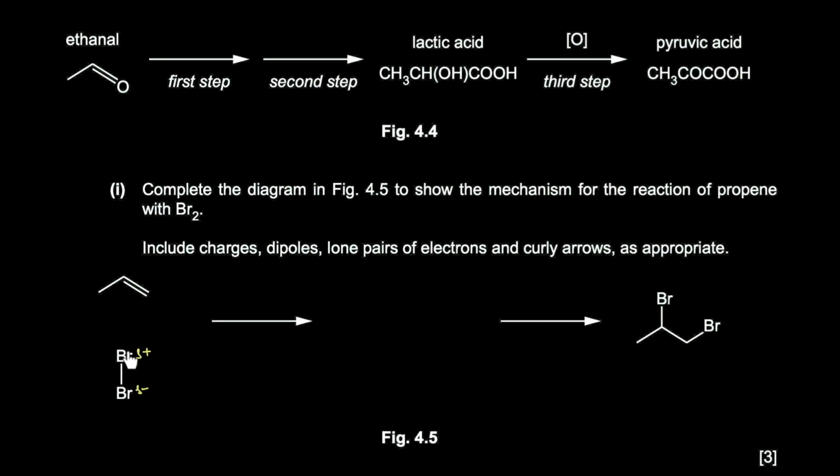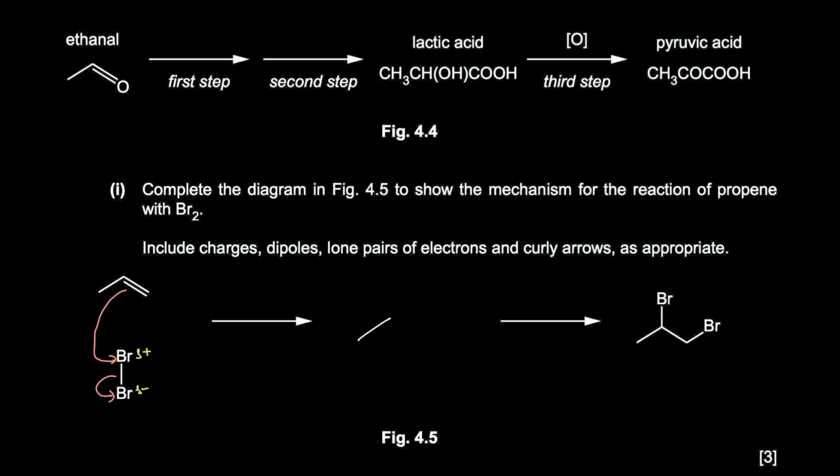This dipole is induced due to the repulsion of the electrons in bromine from the electrons in the double bond. The electrons in the double bond repel the electrons in the bromine further away towards this bromine. So you have to show the partial positive on this bromine, the one closer to the alkene, and the partial negative on the bromine further away. This is an induced dipole, and then you have to show a curly arrow from the pi bond to the bromine, and a curly arrow from this bond to this bromine. This is called heterolysis. The bond breaks, and both the electrons go to this bromine.